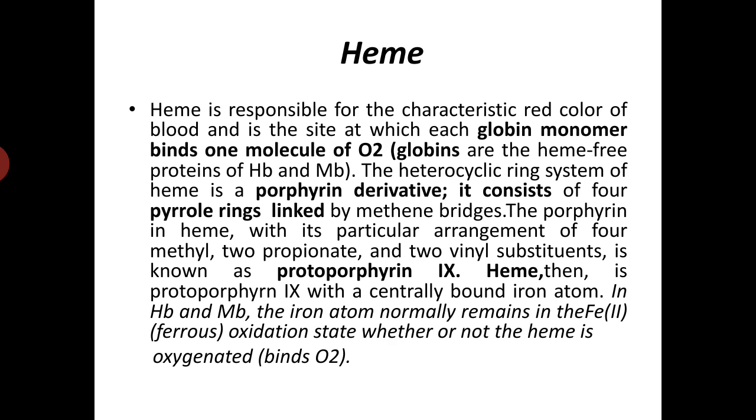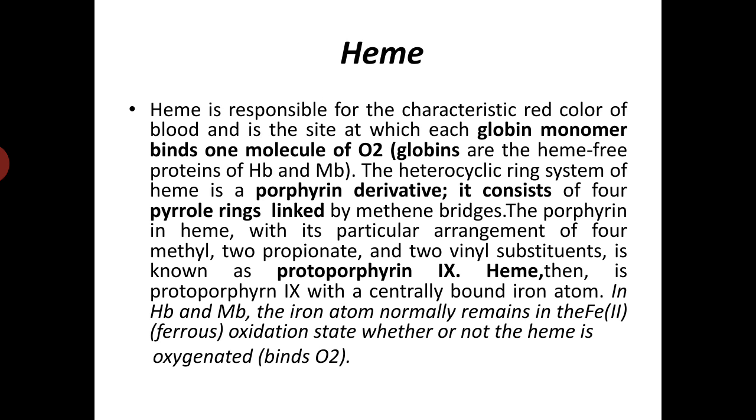So this is a porphyrin derivative. This whole structure of four pyrrole rings joined through methylene groups is called porphyrin, and ferroprotoporphyrin 9 is the basic structure of heme. So, four pyrrole rings joined by methylene bridges.